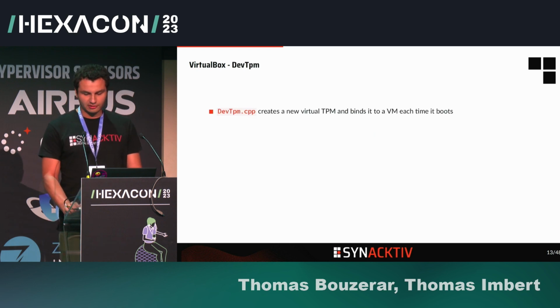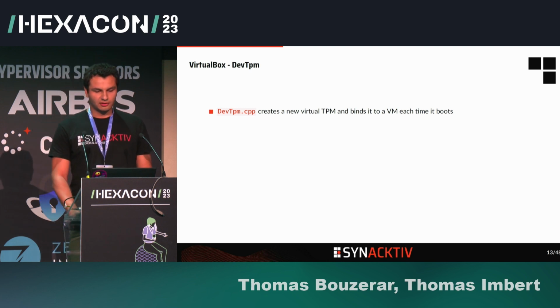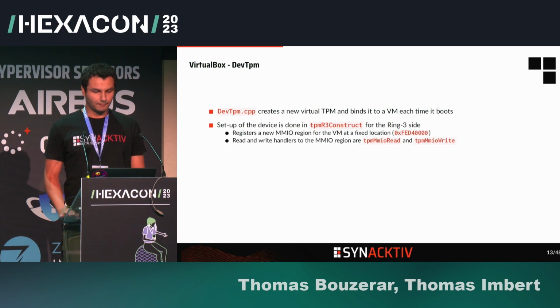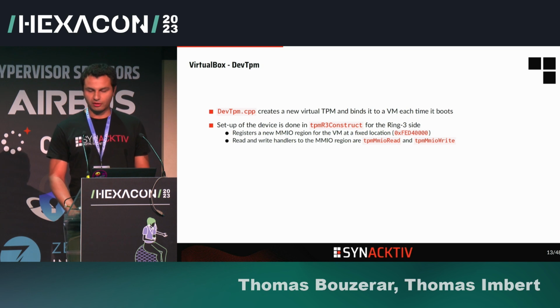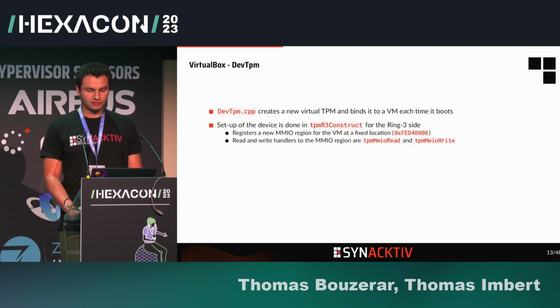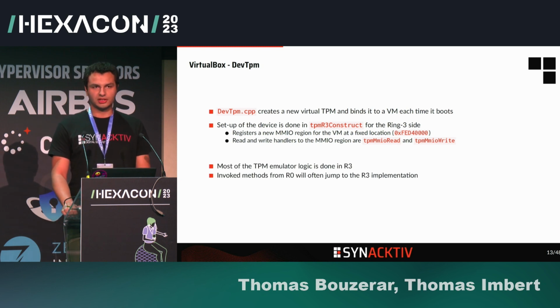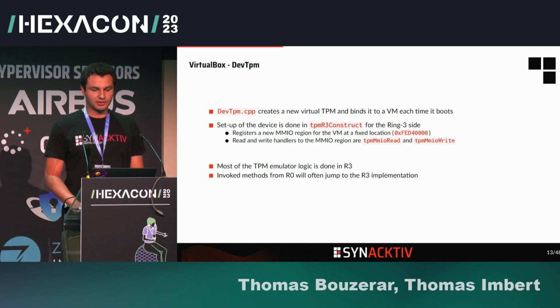So now, if we look at the way the TPM is handled by VirtualBox, dev.tpm.cpp just creates a new virtual TPM and does a few things each time we create a new VM. First, it creates a new MMIO region for the VM and registers read and write handlers for this MMIO region. And then most of the TPM emulator logic goes through libtpms, which is in ring 3. So any invoked method from ring 0 will simply jump to the ring 3 implementation of the libtpms.